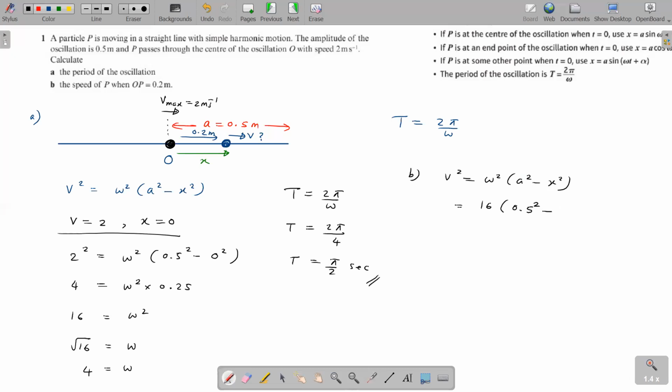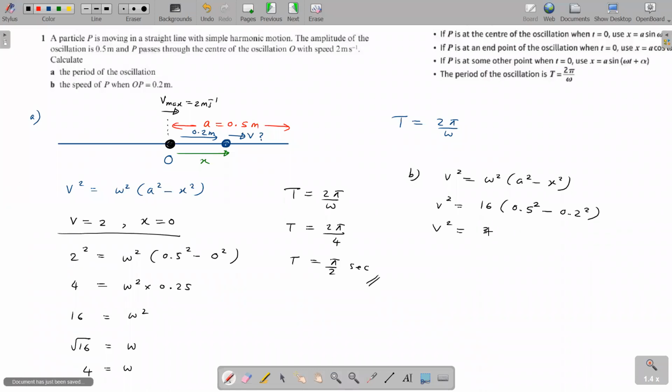So you can see when OP is 0.2, what do we have here? We have the x value, isn't it? Because x is the distance measured away from the center. So x is 0.2 here. And now we have to make v the subject. So what is the value of v? 16 times 0.5 square minus 0.2 square. Get the answer.